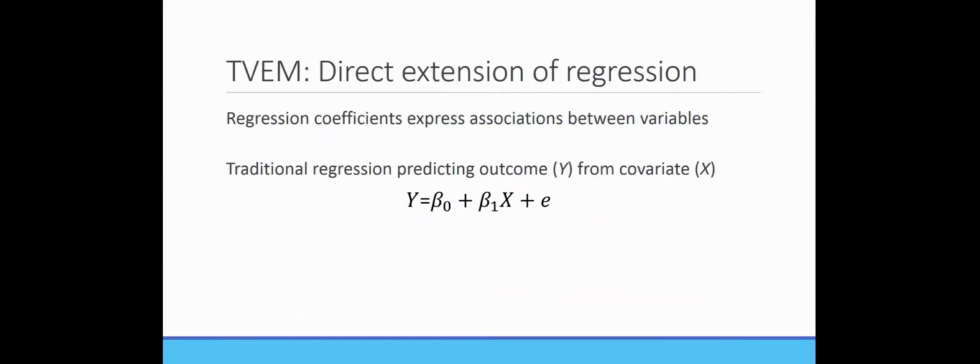So let's look at it mathematically really quickly here. So regression coefficients, as we know from linear regression, express the associations between variables, between the x's and the y. So a traditional bivariate regression predicting our outcome y from our covariate x looks like this, where we have y expressed as a function of an intercept and a slope that's associated with x and an error term. So we fit this with the goal of interpreting and hypothesis test for the significance of beta 1.